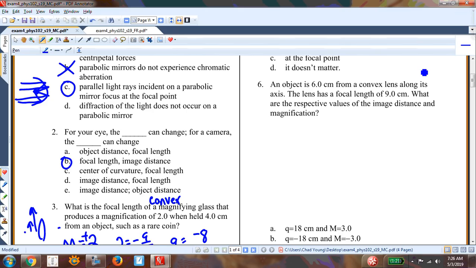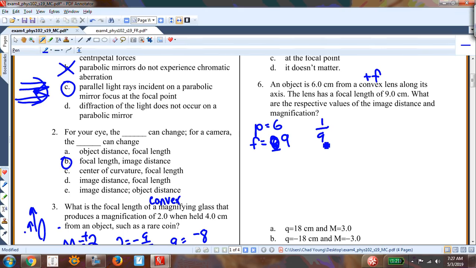The lens has a focal length of 9 centimeters. So let's see what I got here. I got P equals 6, F equals 9. Oops, sorry, 9. This is a convex lens, so it has a positive F. What are the respective values of the image distance and the magnification?